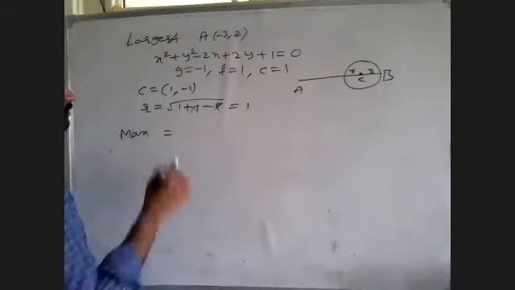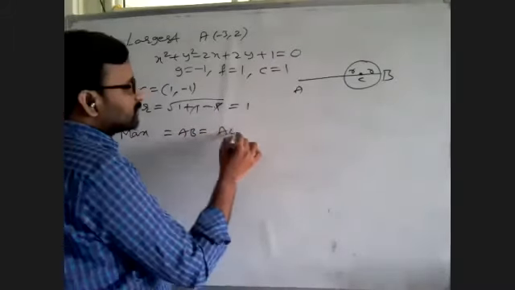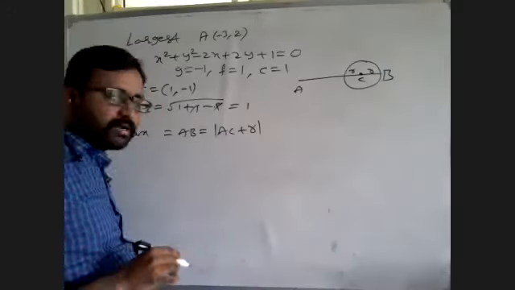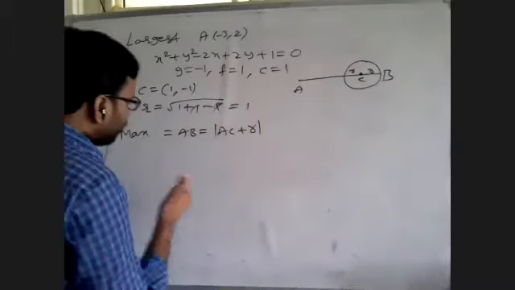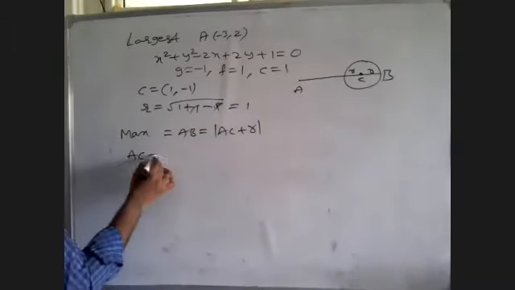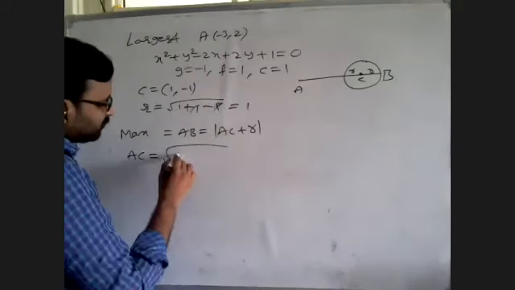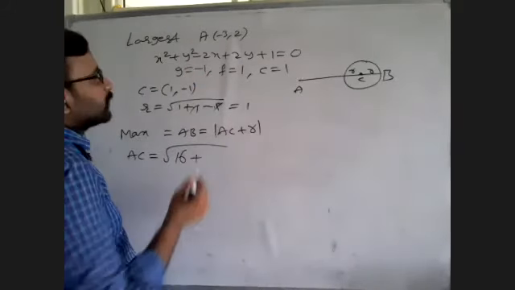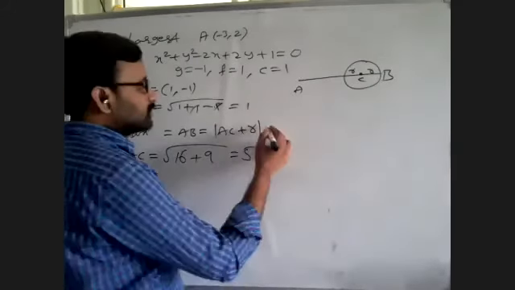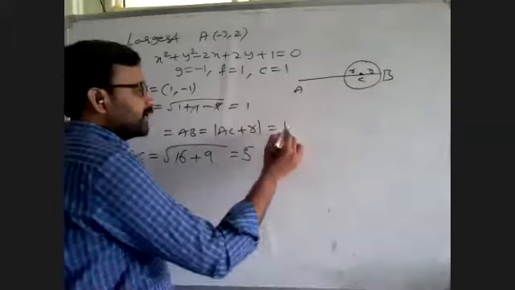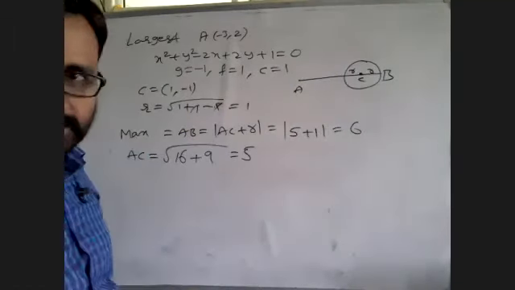Now what is the maximum distance? Maximum distance is AB, that is AC plus R. So we have to find the AC distance also, from A to the center. AC is equal to root over, by the distance formula, x2 minus x1 all square. -3 minus 1 is 4, 4 squared is 16, plus 2 minus (-1) is plus 3, 3 squared is 9, is equal to 5. This is the modulus of AC, AC is 5 and R is 1, so plus 1 is equal to 6. So 6 is the maximum distance.